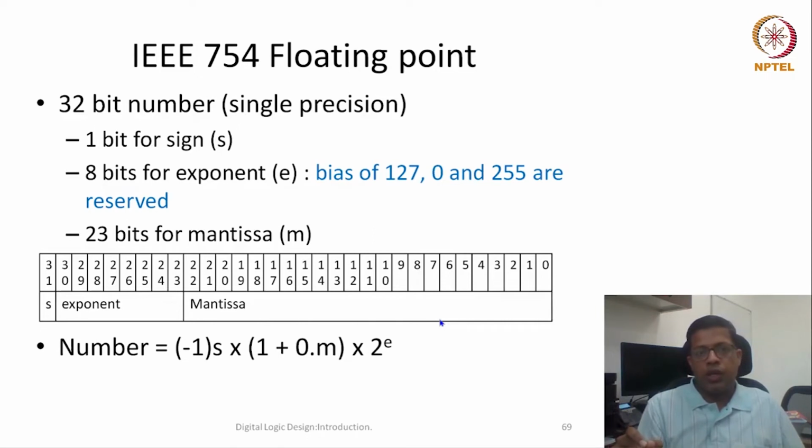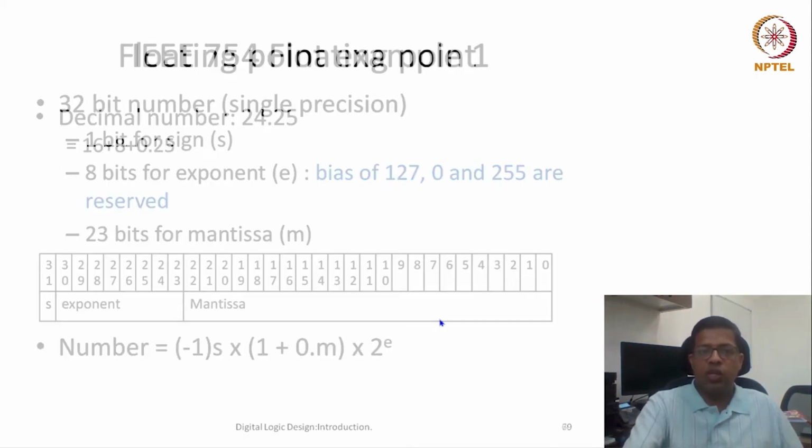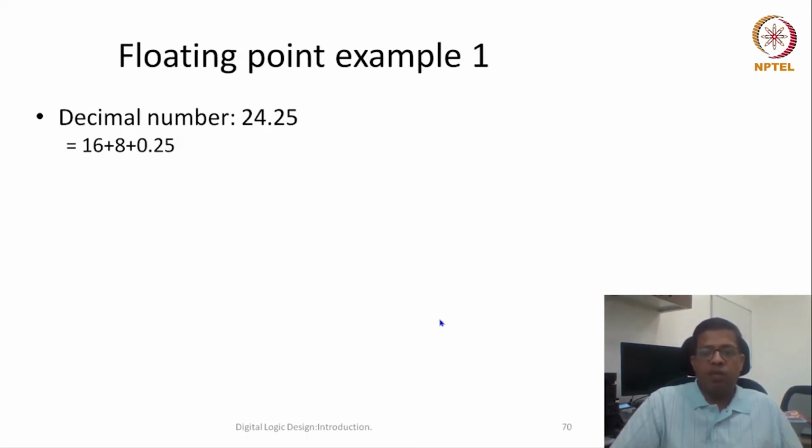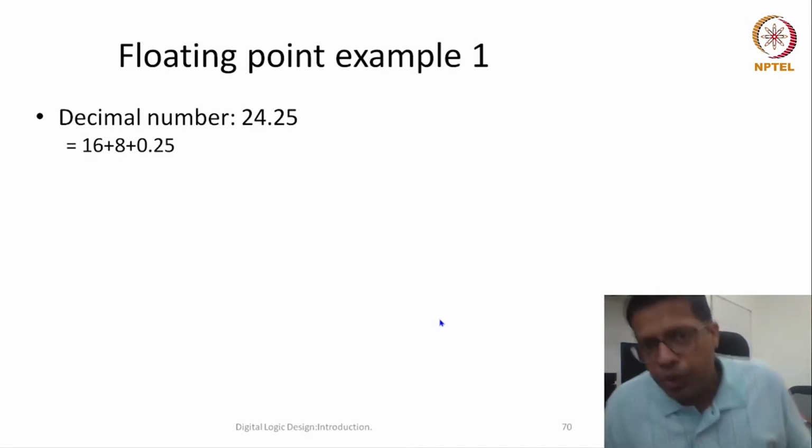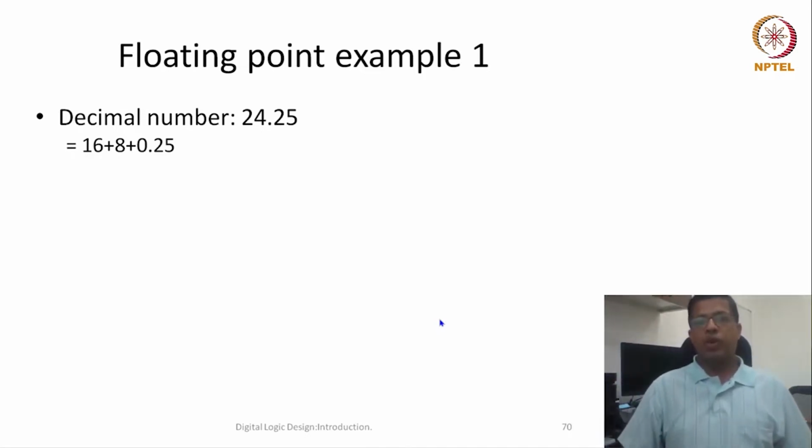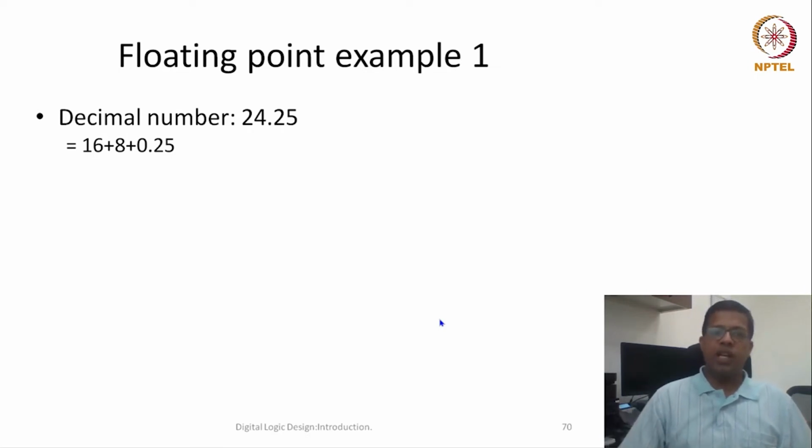Okay, so this is probably not clear unless we take some examples of how a number would be represented and how the mantissa or exponent would be calculated. So let us see with some examples how we compute or see a floating point number. To have this understanding, let's take a decimal number, 24.25.